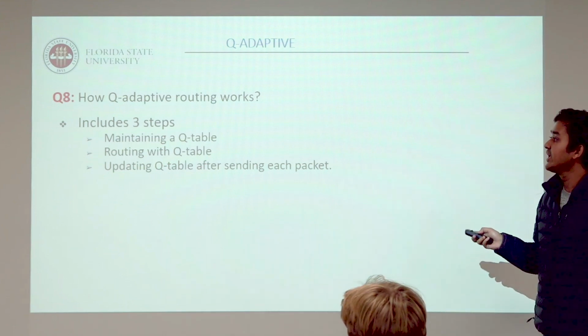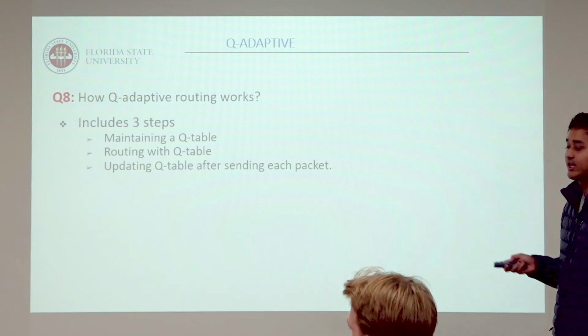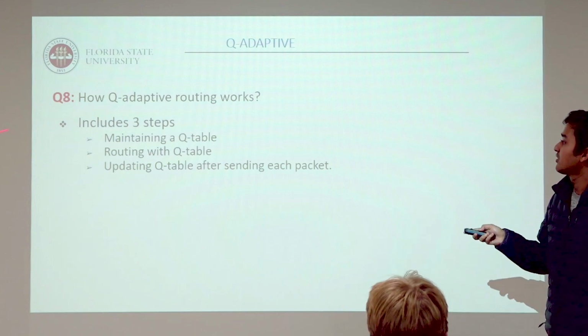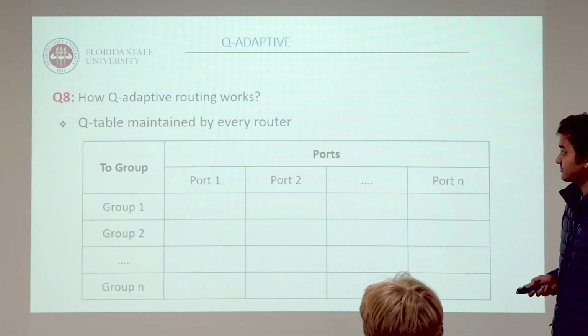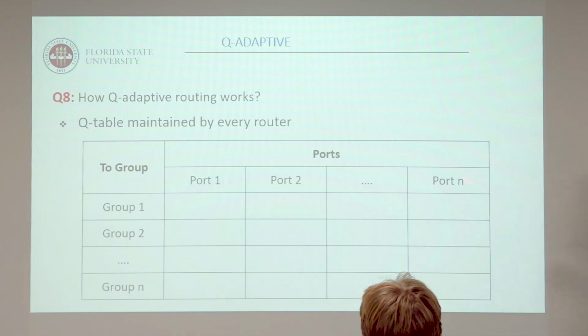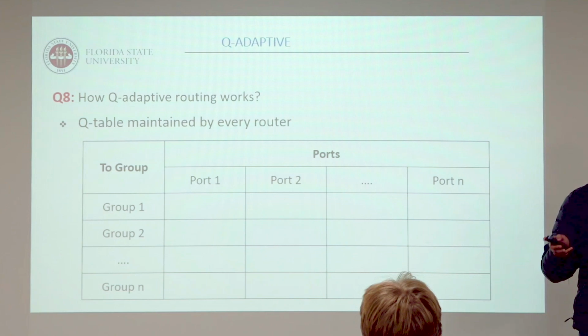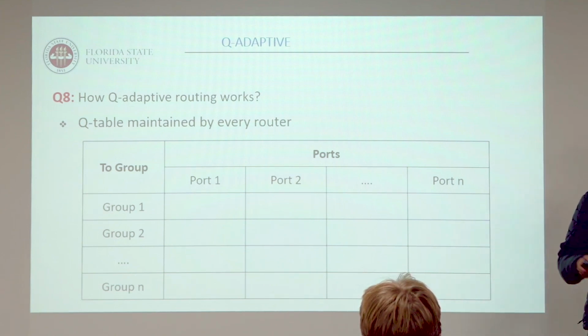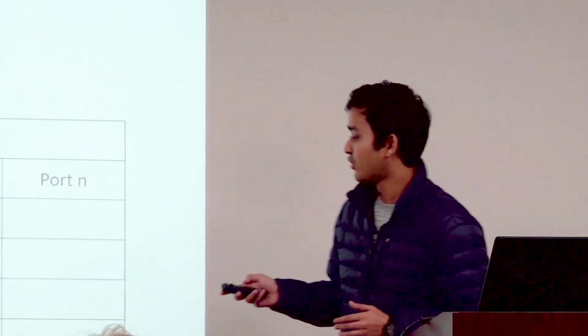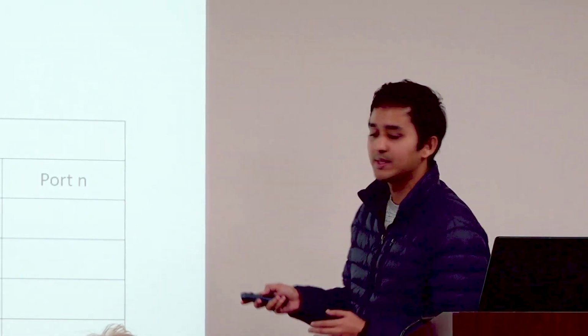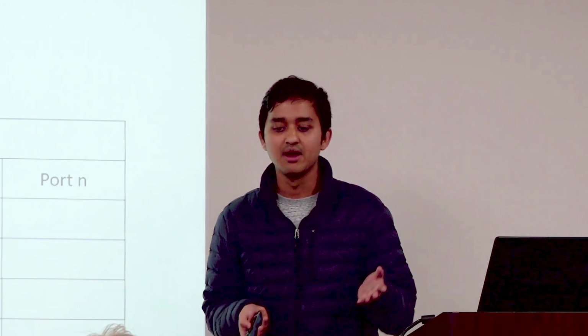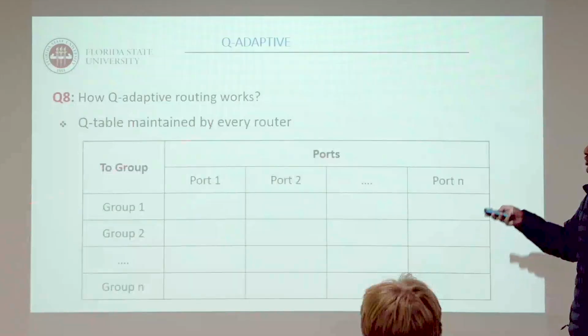There are three principal components: maintaining a Q-table for each router, routing with the Q-table, and updating the Q-table. Here you can see the Q-table. Each router maintains this and learns this Q-table. Here we have grouped several routers into a group and merged them into a single row, so that we can mitigate the sparsity of updates. And here we do have multiple ports. Multiple ports means multiple links connected or available to that router.